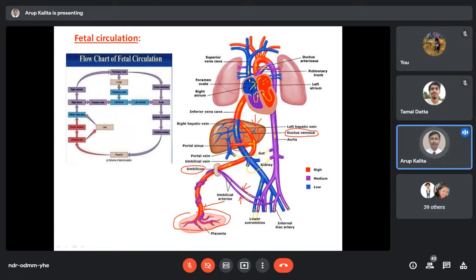It is a shortcut in the fetal circulation from which the umbilical vein carries the oxygenated blood and pours into the inferior vena cava or posterior vena cava. So here you see the first mixing of blood takes place. That means through hepatic vein you will get impure blood, through umbilical vein you will get pure blood, and in the posterior vena cava the pure blood and impure blood is mixed.